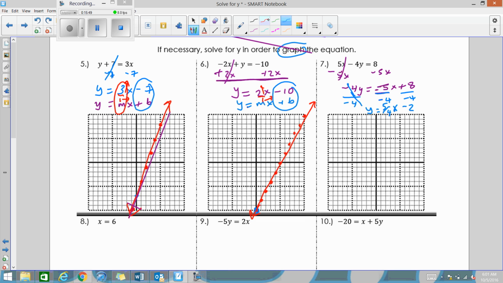So that means we're going to begin at negative 2. So we're going to begin down 2. And then our slope is 5 over 4. Now they're positive, so that means we're going to go up 5 and right 4. So I go up 1, 2, 3, 4, 5, and over 4. And there's no more I can get. So I go back to my y-intercept and I go down 1, 2, 3, 4, 5, and left 1, 2, 3, 4. And there we go. There's our line. And that's what we're doing today.